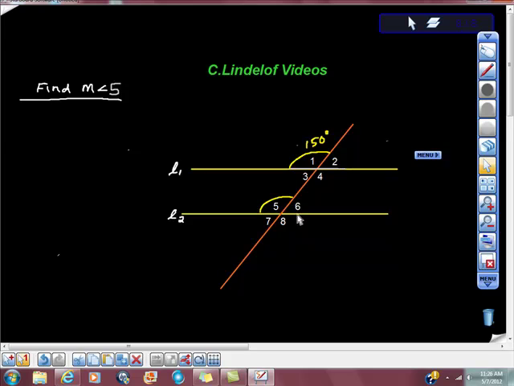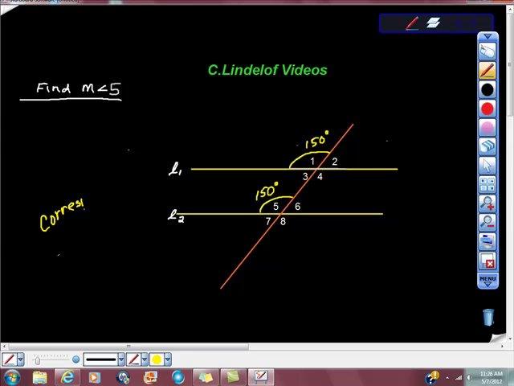So I move this back down, and hopefully you can see that angle 5 and angle 1 are the same thing. They're parallel to each other, and they're cut by the same transversal, so this angle is this angle. So if this angle is 150, by extension, this angle's also got to be 150 degrees, right? They're corresponding angles. Corresponding. Okay, look, I hope this is helpful.